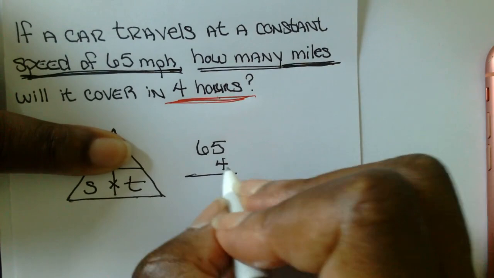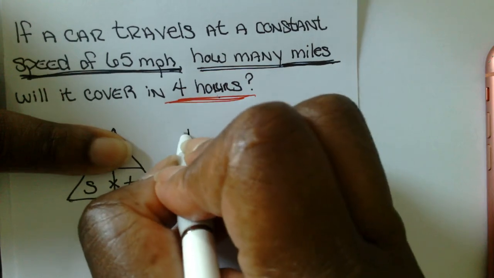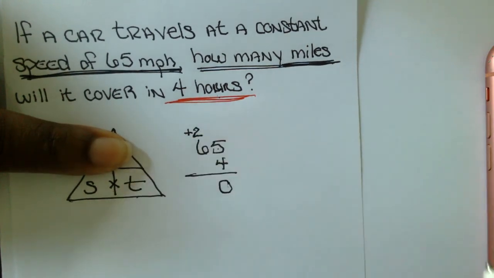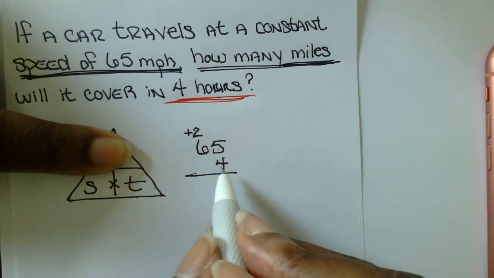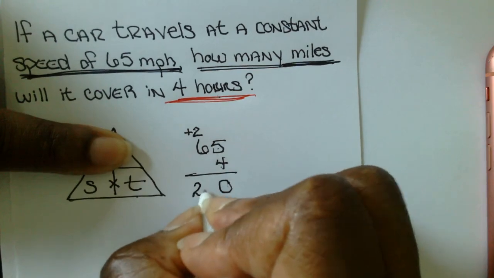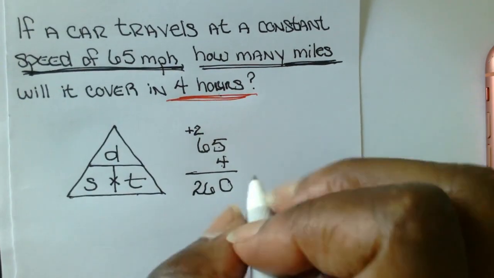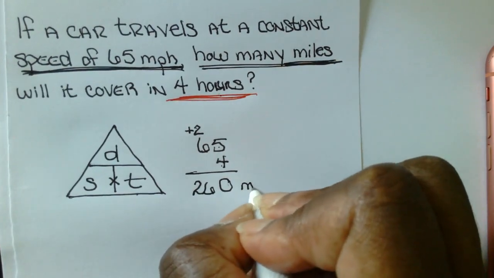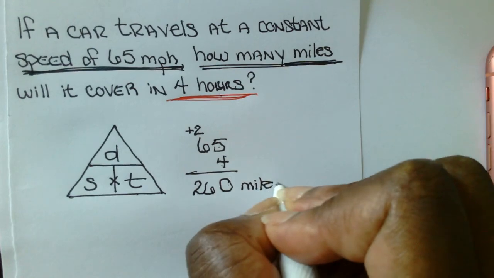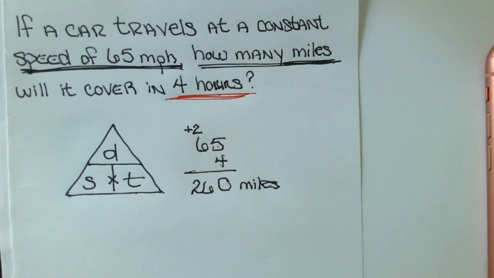So if we're looking for miles, we're covering up the D, and we're doing the S and T. When we multiply, we got 5 times 4, that gives me 20, carry the 2. Then we have 6 and 4, that's 24, plus 2, 26. So how many miles? 260 miles. Okay? All right?